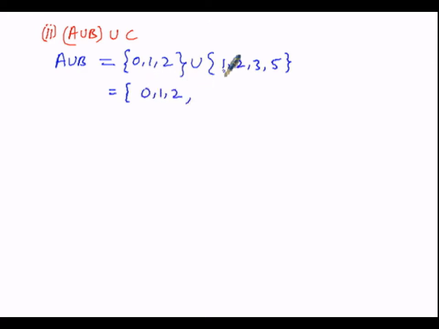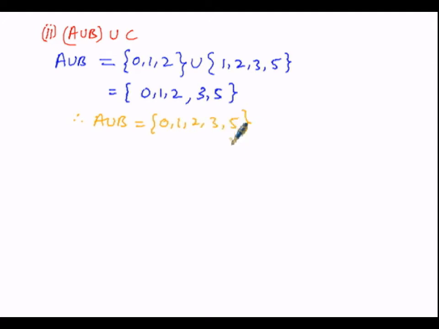Then to include these elements in the A union B set, we have to check whether each is repeated or not. 1 is repeated here, so we need not write it in the set of A union B. 2 is also present, so we need not write it. 3 and 5 are not there, so we can include 3 and 5 as elements of A union B. In this manner I got A union B, which is equal to {0, 1, 2, 3, 5}.